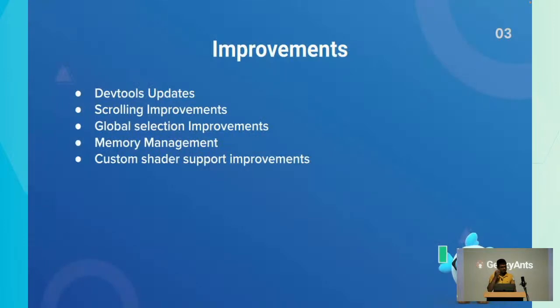Apart from this, there are some other improvements that came, like the DevTools updates. There were some updates that came in DevTools. And also there are some scrolling improvements, which I think must be mainly related to Flutter Web. And the global selection which came out last time in Flutter 3.3 has also been improved. Memory management, and I think the GPU usage, has been enhanced a bit, so that will also help a lot. So this was mainly what was announced in Flutter Forward.